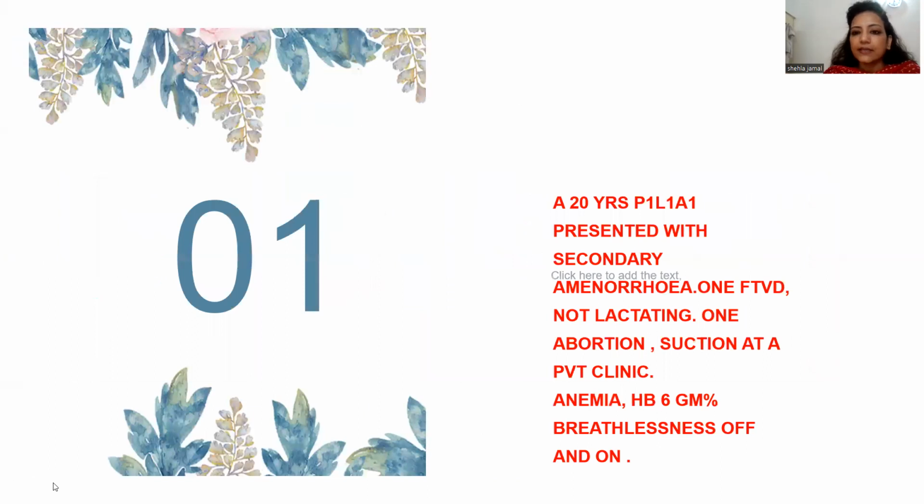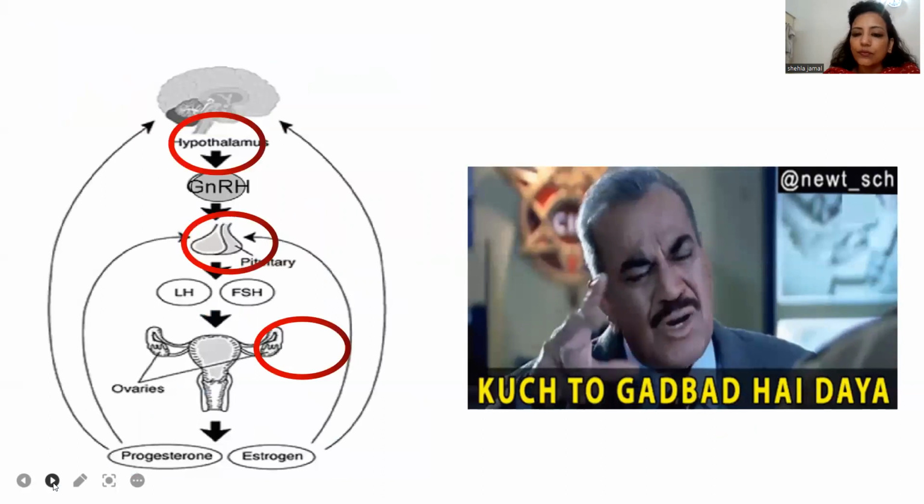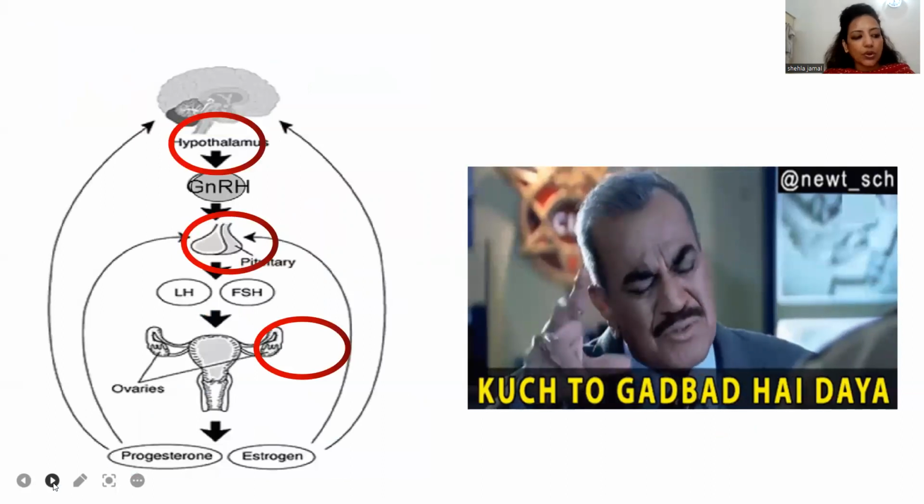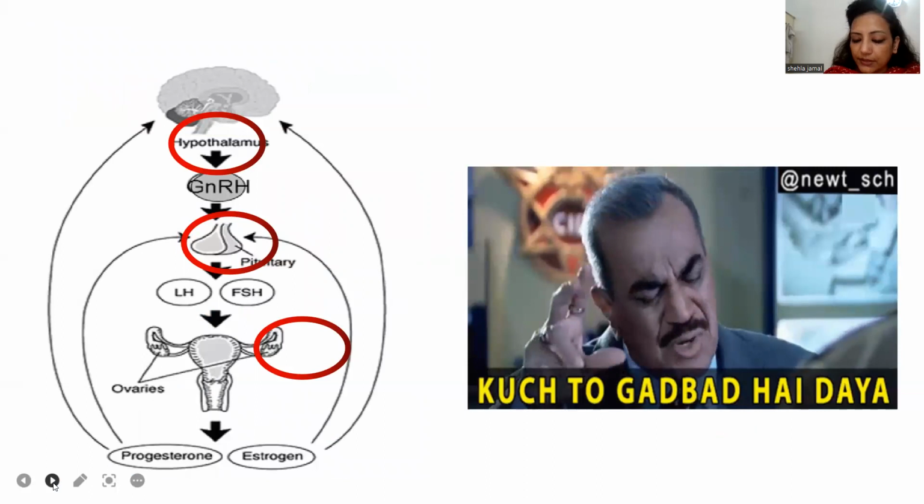So there is a clinical case, a 20-year-old female who has parity of 1, live issue 1, previous 1 abortion. She presents with secondary amenorrhea. 1 full-term vaginal delivery, she is now not lactating. 1 abortion for which suction and evacuation was done at a private clinic. She is having anemia also. Her hemoglobin is 6 gram percent and she reports breathlessness off and on. So what you have to find out is what has caused secondary amenorrhea in this patient.